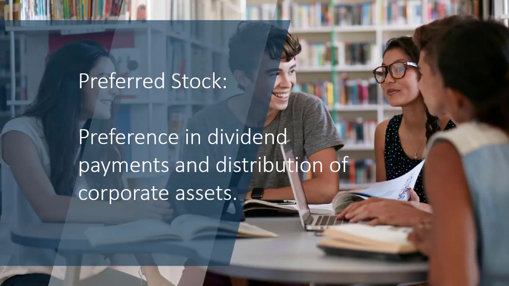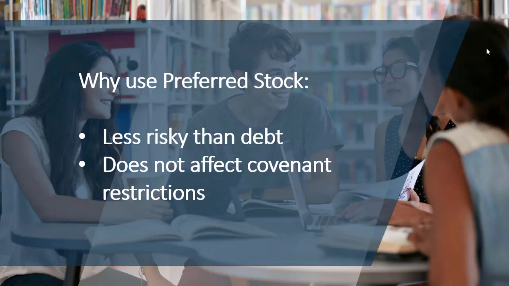Compared to common stocks, we have another type of stock called a preferred stock. A preferred stock gets preference in dividend payments. Dividends will go to preferred stockholders first. And they would also get preferential treatment if the assets of the company needed to be distributed. So if the company was being liquidated, then the preferred stockholders get their cut of the assets before the common stockholders.